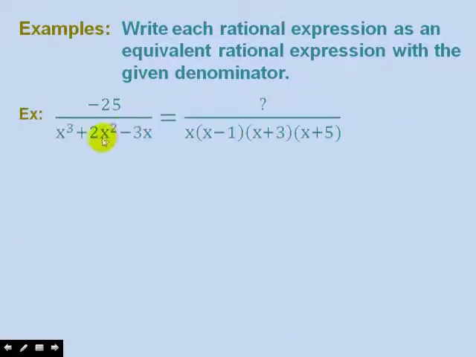Okay, one more problem. Now in this one, the denominator that we're looking for is already in factored form, but our original denominator isn't. So let's factor our original denominator and see what we end up with. All three of these have an x, so let's start by factoring out x. That gives us x squared plus 2x minus 3. And now we have a trinomial, so let's try factoring that into two binomials.